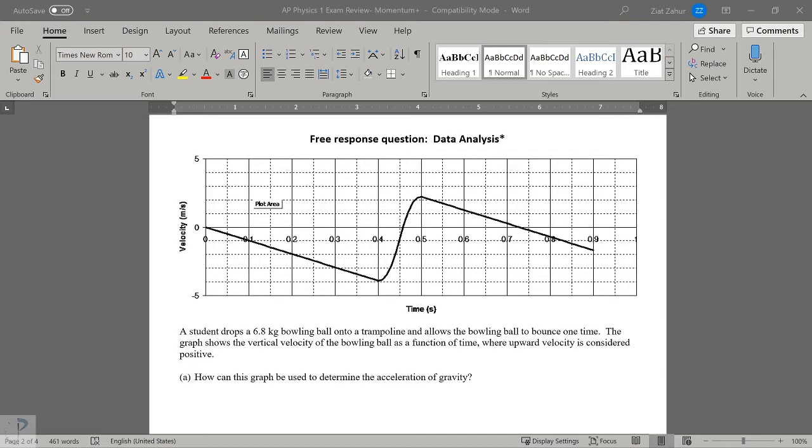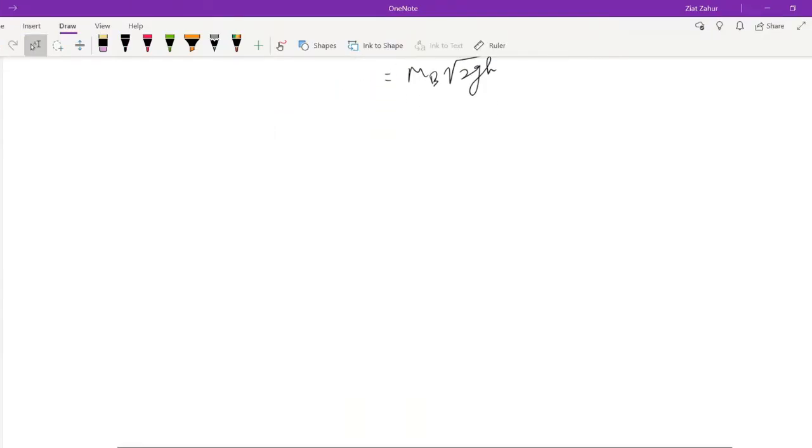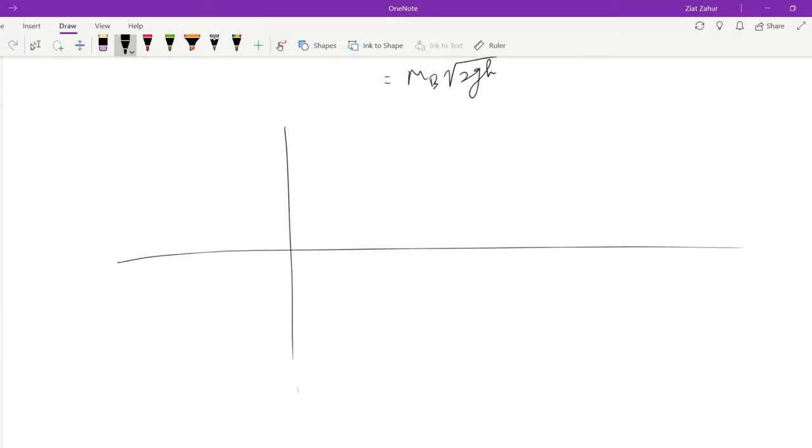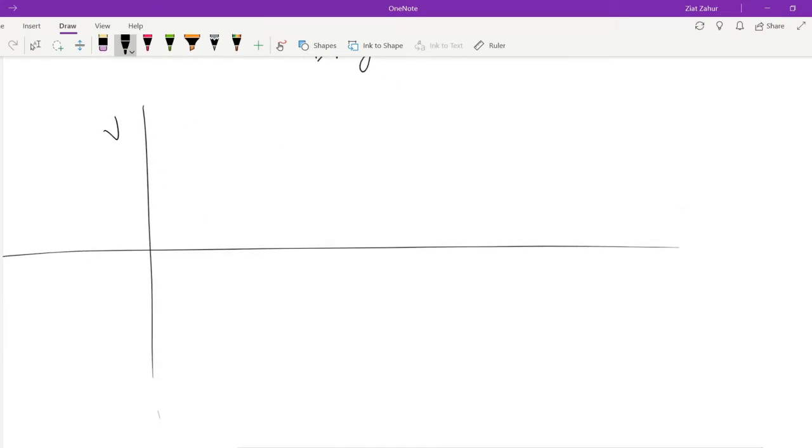A student drops a 6.8 kilogram bowling ball onto a trampoline and allows the bowling ball to bounce 1 time. The graph shows the vertical velocity of the bowling ball as a function of time, where upward velocity is considered positive. How can this graph be used to determine the acceleration of gravity? So what kind of graph is this? This is a velocity time graph. So let me redraw it here. So we have a velocity time graph, v-t.